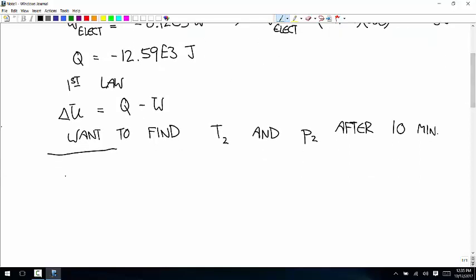So last time we calculated the nitrogen specific gas constant. So R is 8.314 divided by 28 times 10 to the minus third. 28 times 10 to the minus third is kilograms per mole. And we get a value of 296.93.